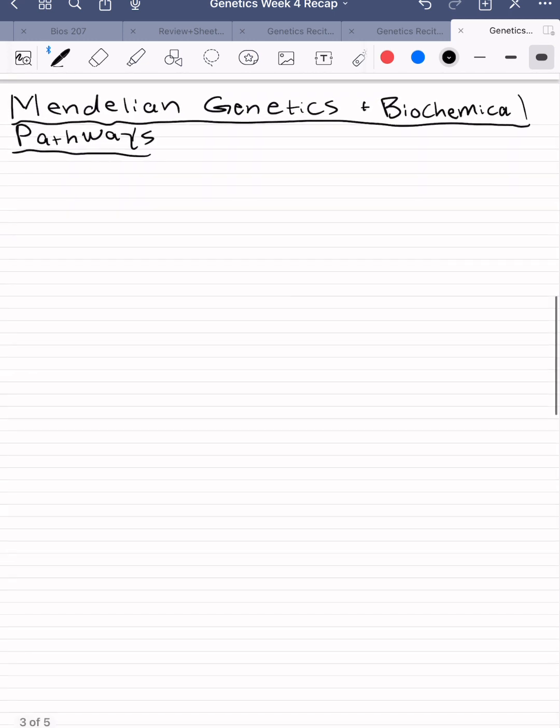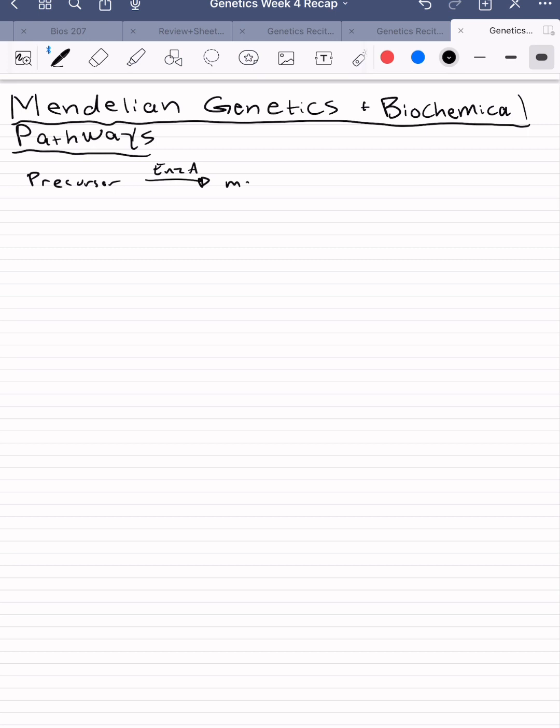So if you guys remember, biochemical pathways are essentially a group of enzyme-mediated reactions in which you have a precursor molecule, which then goes through enzyme-mediated reactions, which will then produce the final product. So we have a precursor, which will be converted by enzyme A to then a couple intermediates.